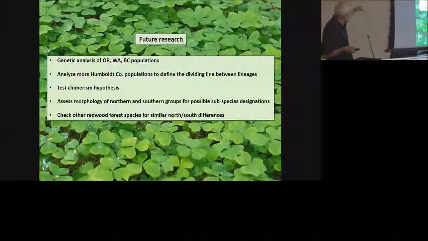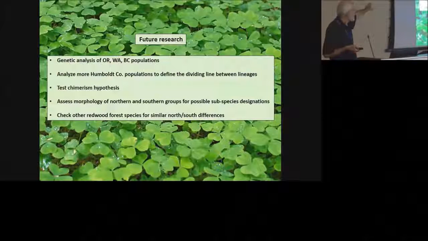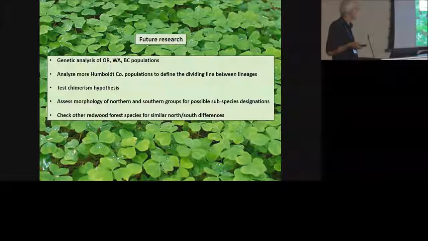I'd like to look at things north of California. I'd like to see what that dividing line is a little bit better. I want to test my chimerism hypothesis and then do a morphological study on this. And then maybe check other species to see if they have the same type of pattern.